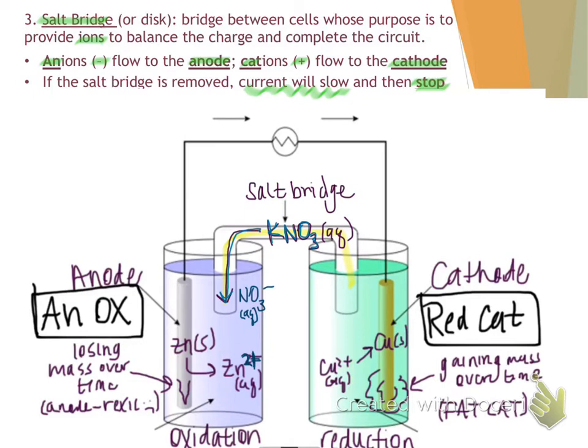The positive cations are sent into the cathode. The cation in potassium nitrate is potassium. So those potassium ions become aqueous in solution, and we need those positive ions to balance out the negative charge that is building up in our cathode.